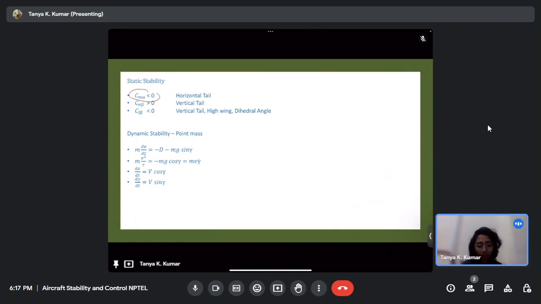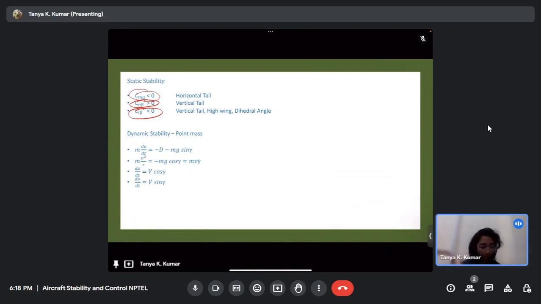What is the structure of an aircraft that contributes towards this? It's the horizontal tail. The horizontal tail gives you an inherent ability to come back to its equilibrium position when it's disturbed in the longitudinal sense. For the lateral case, the only condition that we require is that C n beta should be greater than 0. What is the structure that contributes towards this? The vertical tail. Then for the directional case, you have C l beta should be less than 0. So these are the only three conditions required for static stability: longitudinal, directional, and lateral.